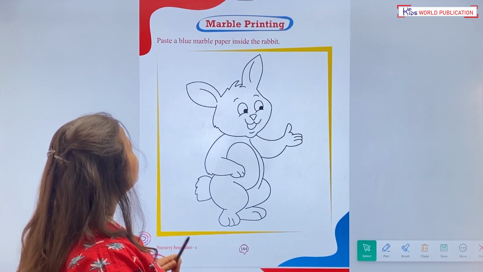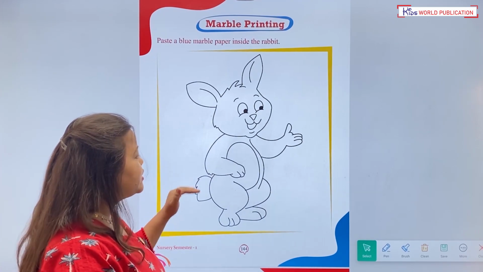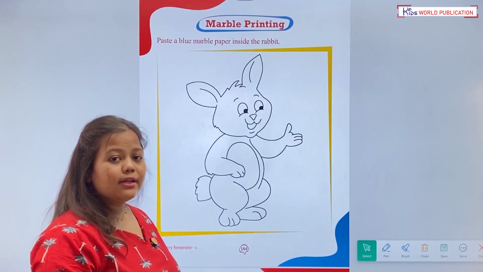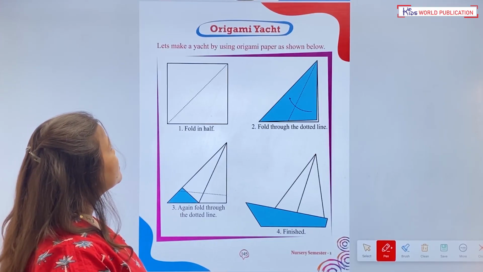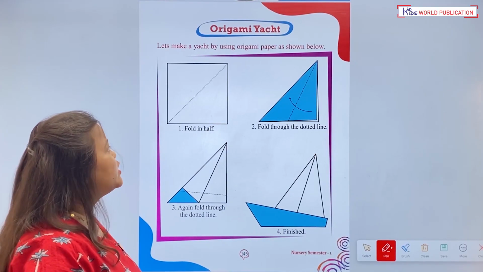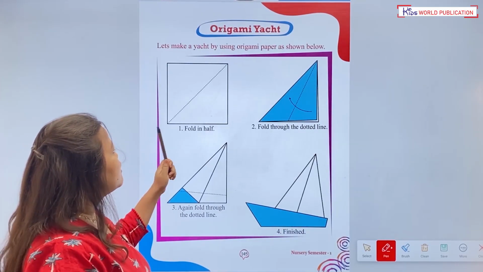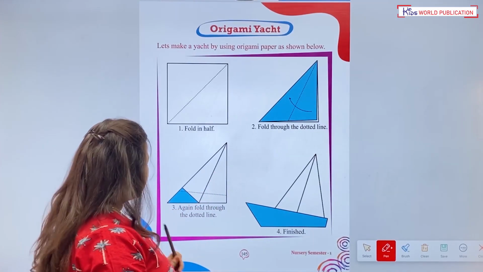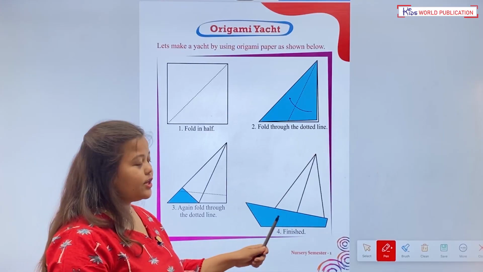Marble printing. Paste a blue marble paper inside the rabbit. So kids, here you can see the picture of a rabbit. You will place the blue marble paper inside the rabbit. Origami yacht. Let's make a yacht by using origami paper as shown below. So first you will take origami paper, then first fold in half, second fold through the dotted line, third again fold through the dotted line, fourth finish.